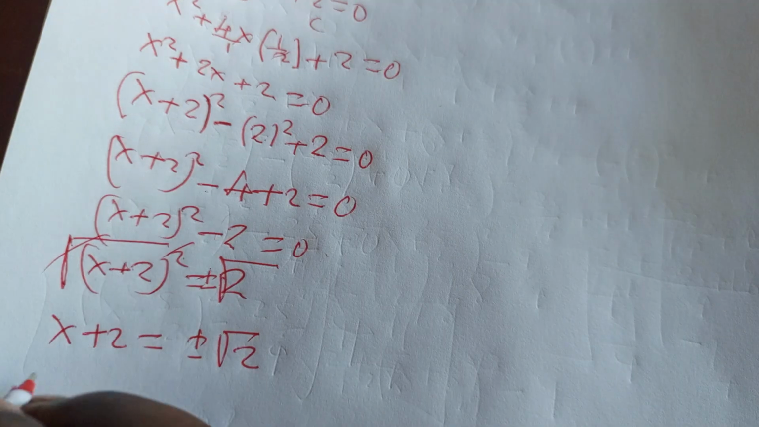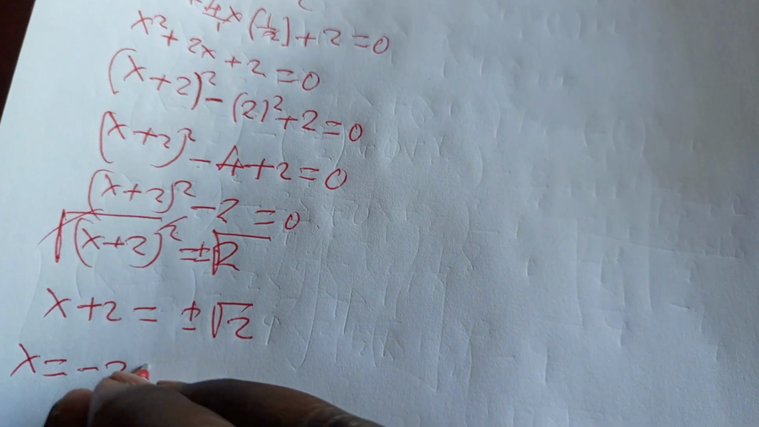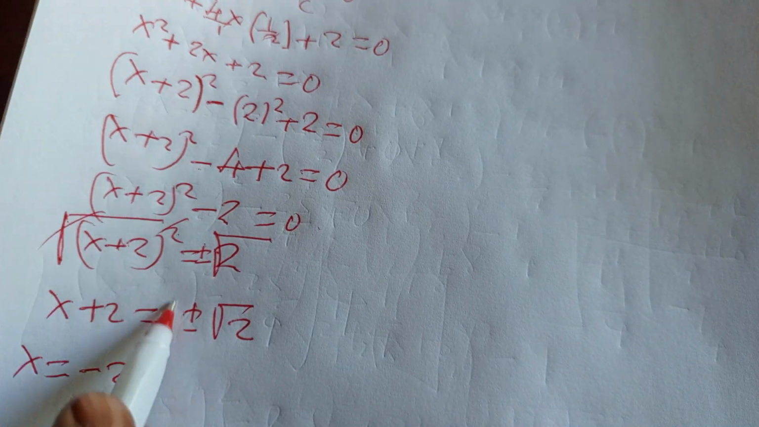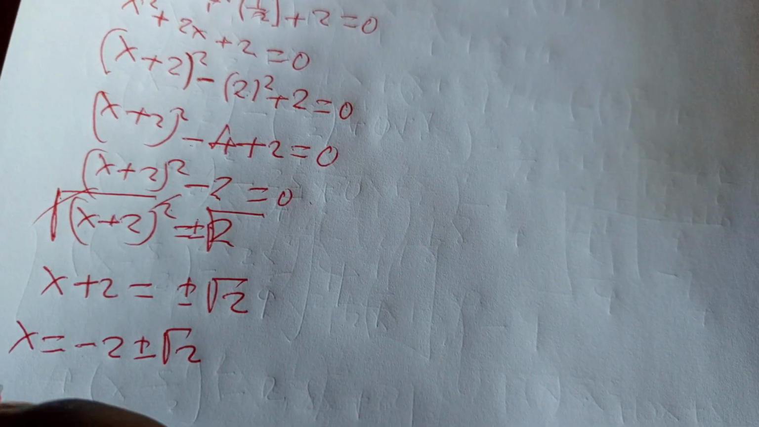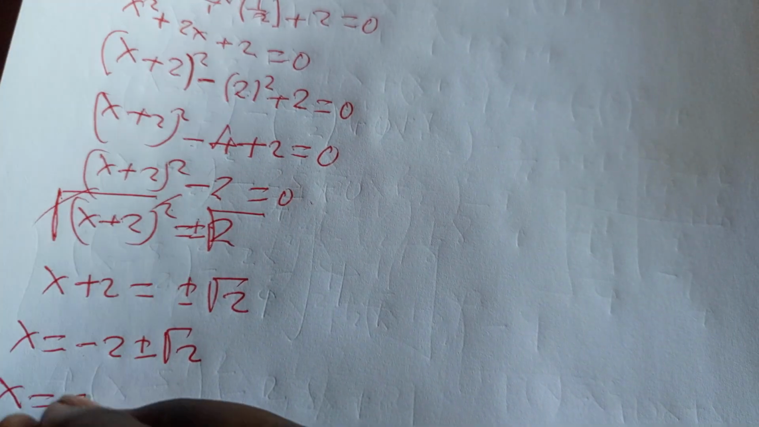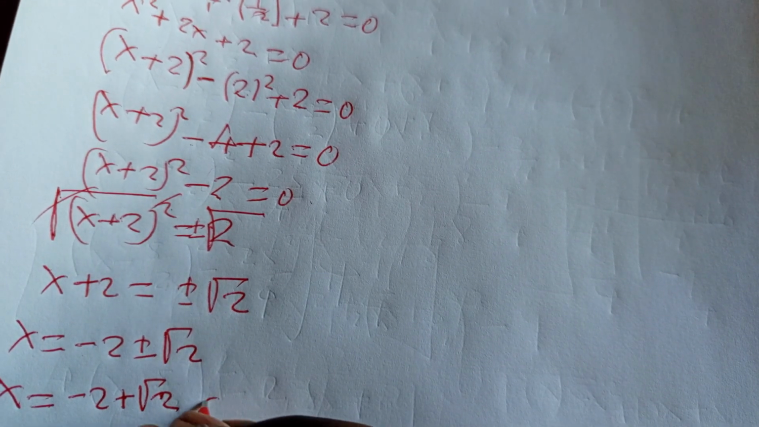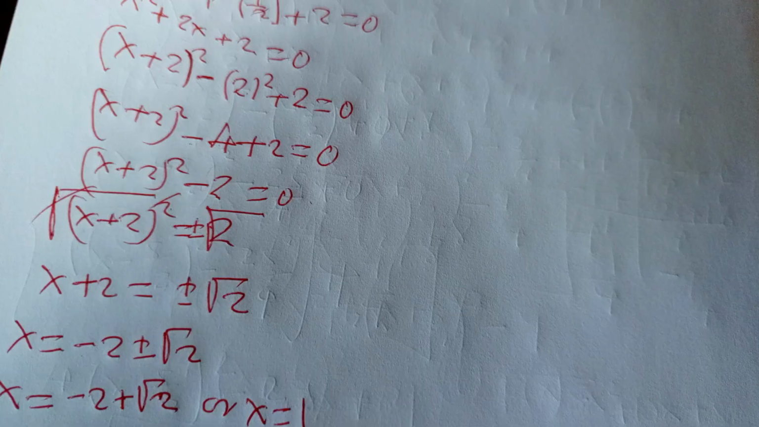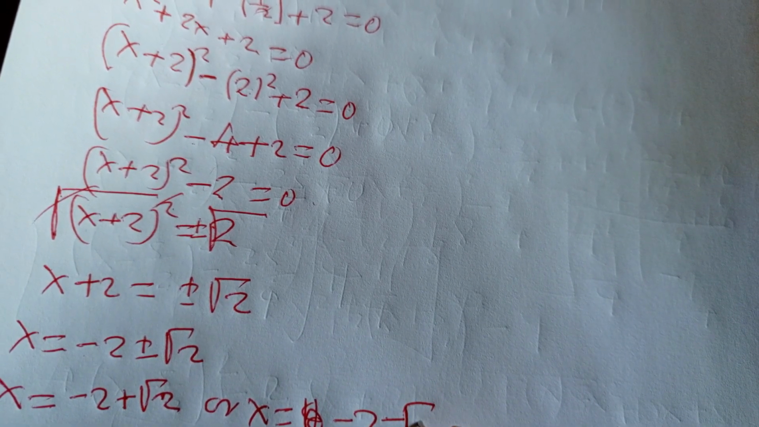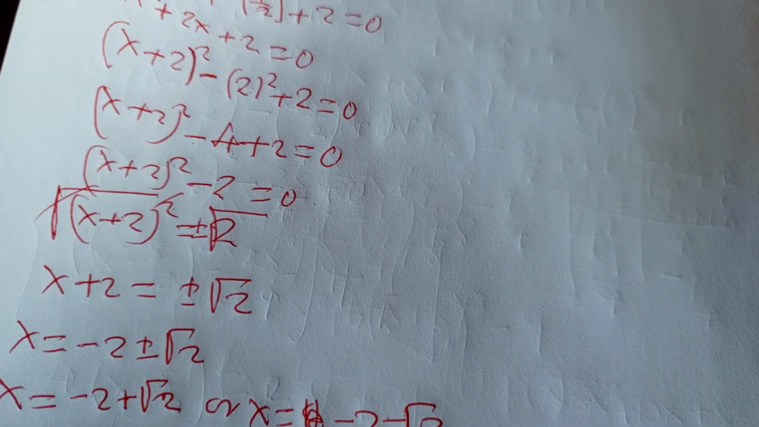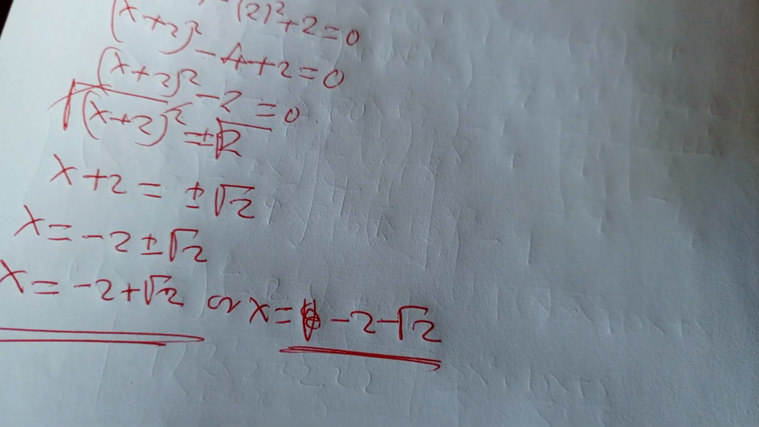Then now what I'll do, I'll write x is equal to negative 2 plus or minus, this will go this side, so it will be minus 2, the root of what? Root of 2. So my x will be equal to negative 2 plus root of 2, or x is equal to negative 2 minus root of 2, like this. So these are the final answers for this question.